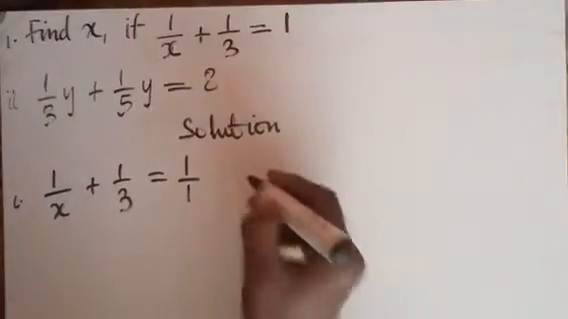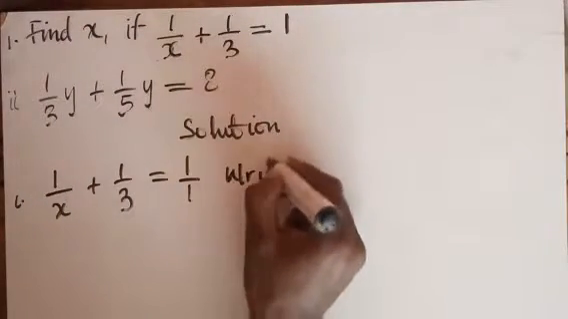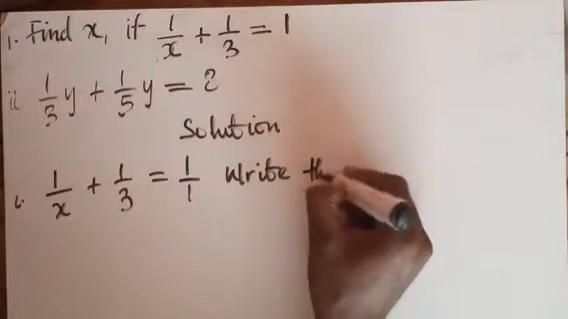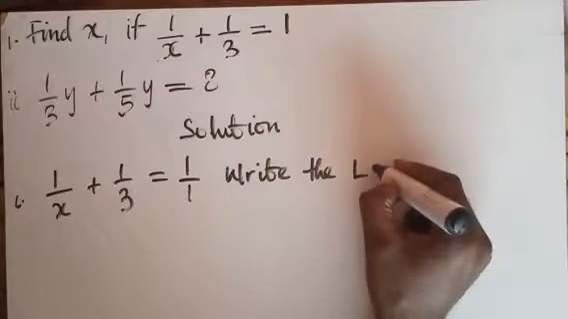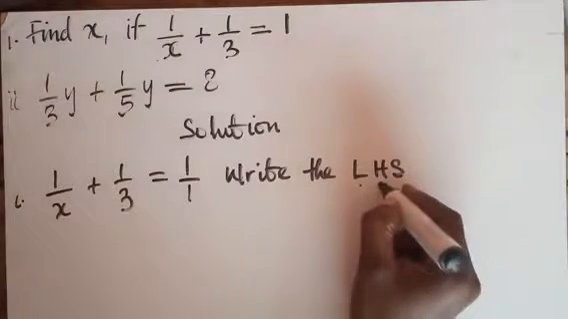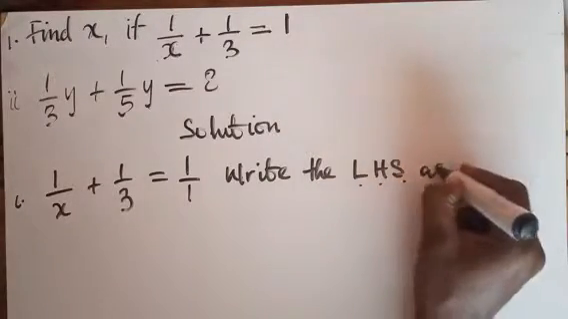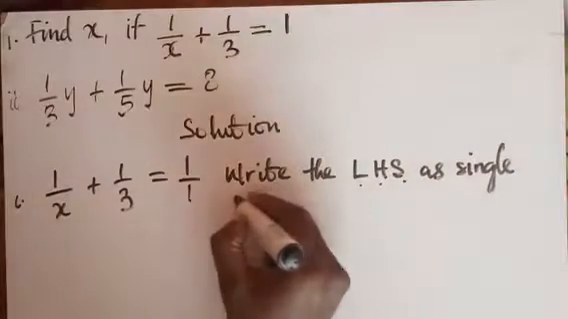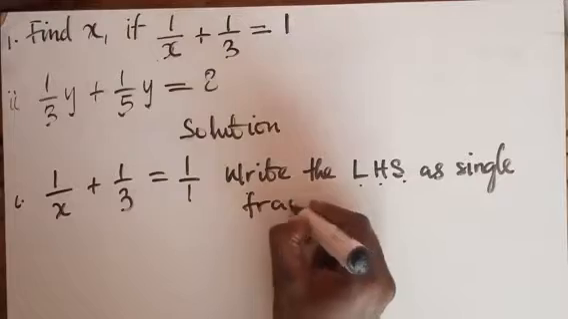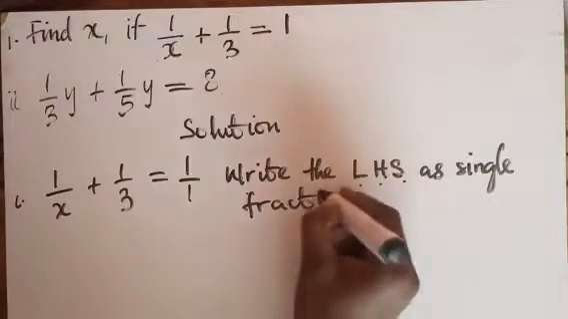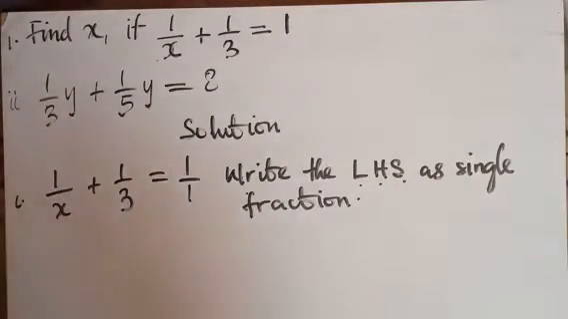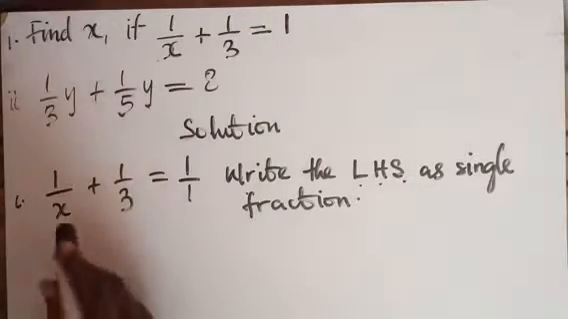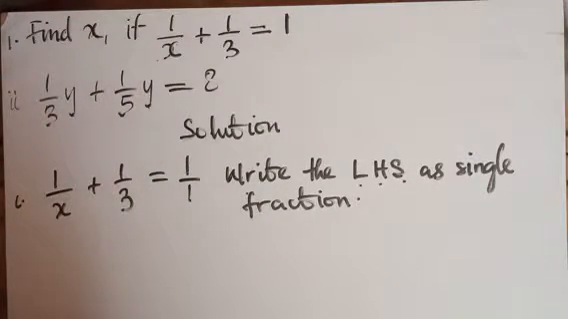So I'll write the LHS, that is the left hand side, as a single fraction. And how am I going to make it a single fraction before I apply my cross multiplication? What I just do is this. I have to make sure both of them have a common denominator.